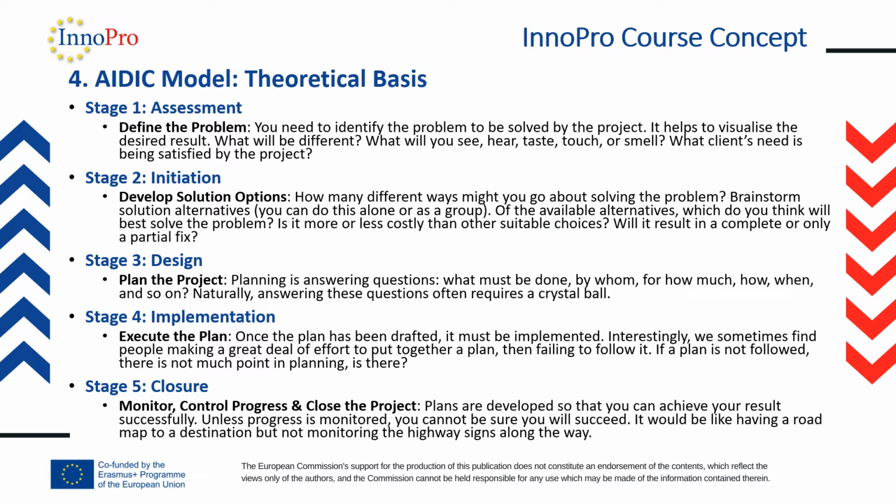If we look a little bit deeper at our AIDIC model, we can see a very short description of all 5 stages. For example, stage 1, assessment, when we define the problem. It means in this stage we need to identify the problem that will be solved in our project. It helps to visualize the desired results, what will be our differences, what we can see, hear, taste or smell, depending on the outputs and outcomes of our project.